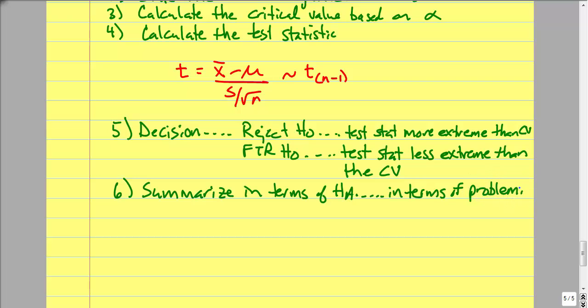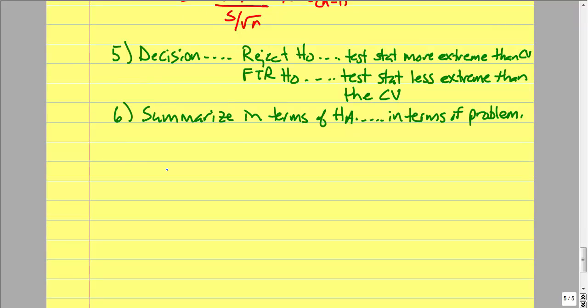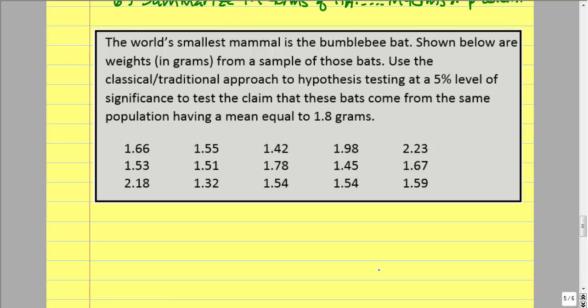Okay, so this should be kind of familiar. We looked at this and we had the hypothesis testing overview. So let's go ahead and look at some data and use the classical approach to hypothesis testing. Because we're given raw data, we're going to have to remember how to use our stat lists. But before we get started with that, let's go ahead and read through the problem.